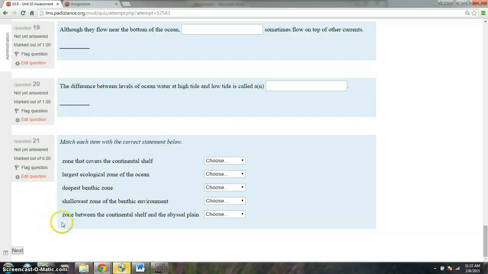And the last statement, the zone between the continental shelf and the abyssal plain. Basal, oceanic, intertidal, hadal, neritic, abyssal.